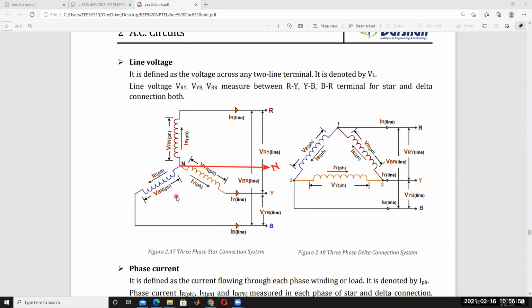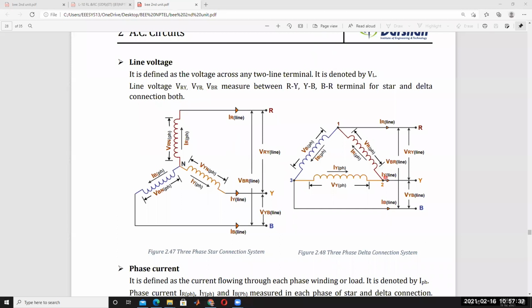If you connect one voltmeter between R phase and Y phase, it shows the reading of line voltage. If you connect a voltmeter between Y phase and B phase, that will also be line voltage. But if you connect the voltmeter between the neutral wire and one phase, that voltage is phase voltage, VRN. Understood? So phase voltages and line voltages are represented in star connection in this manner.